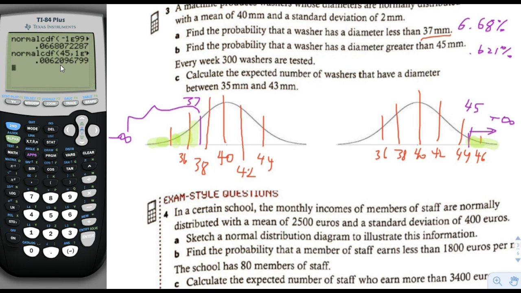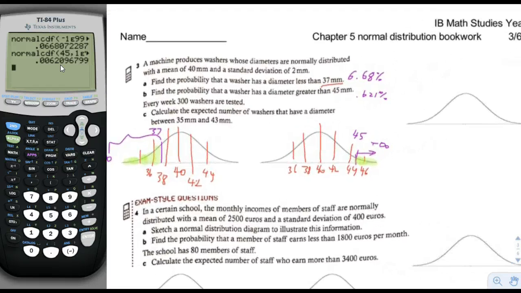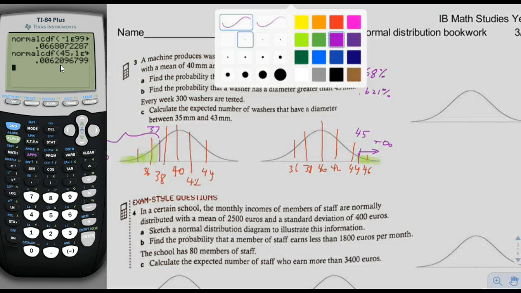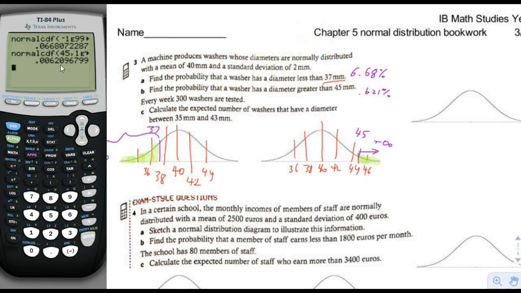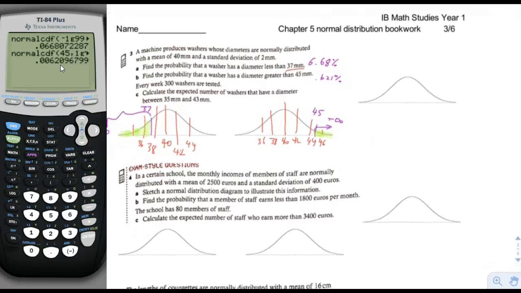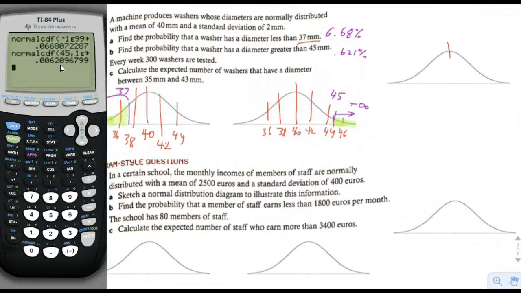Every week 300 washers are tested. Calculate the expected number of washers that have a diameter between 35 and 43. In this case, they're asking for expected number, but don't be fooled. First, what you want to do is find the probability. After you find the probability, then we are going to find the expected number. Let's find the probability first.